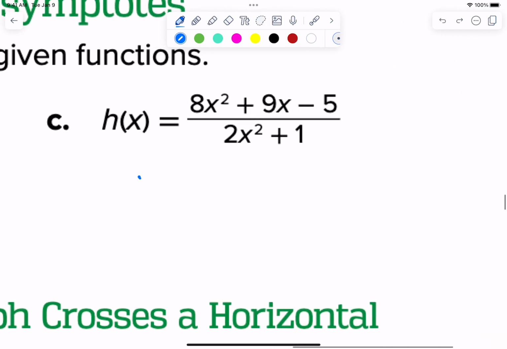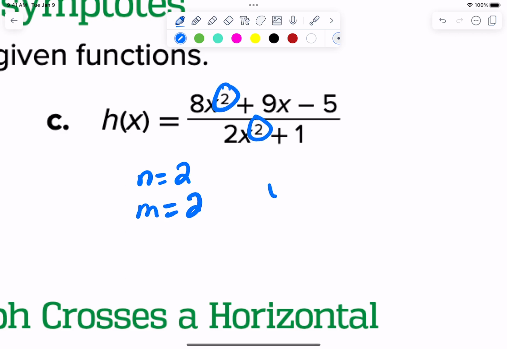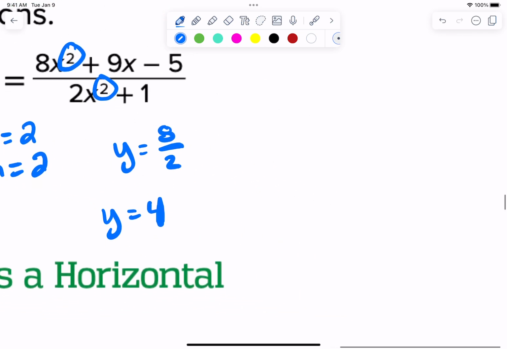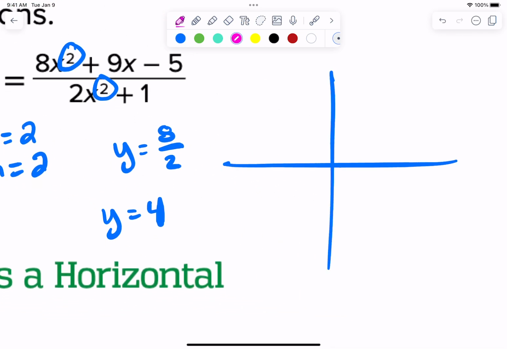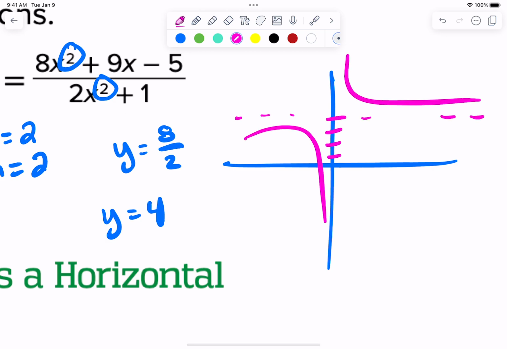What is N? 8 over 2. N is 2, M is also 2. We're looking at our degrees, so we do the leading coefficient, which is 8 over 2. So my HA is at 4, and that means 1, 2, 3, 4. There's where my HA is. So my boomerangy things might go like this. I don't know, but that's where he is horizontally. Got it? That's how you find your HA.